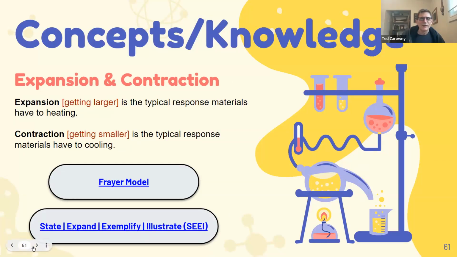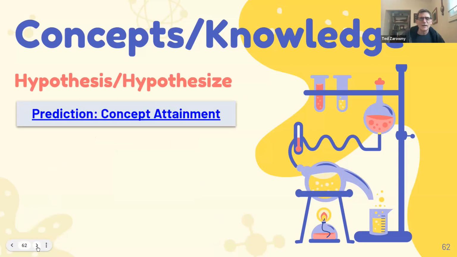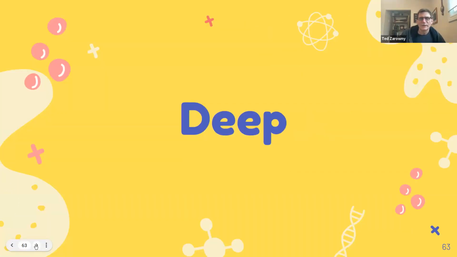And again, the next slide, just if they're new to the word hypothesis, there's a prediction, concept, attainment, activity, and I'll just change a little bit for grade 6 to move it into hypothesis, because that's what they use in hypothesis. But it's basically a prediction, right? So that helps them to introduce that word.